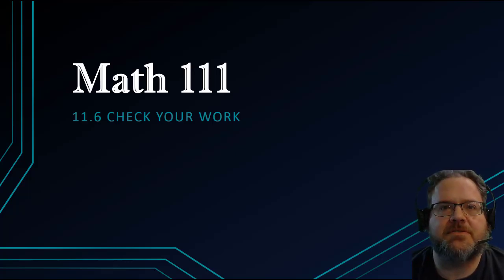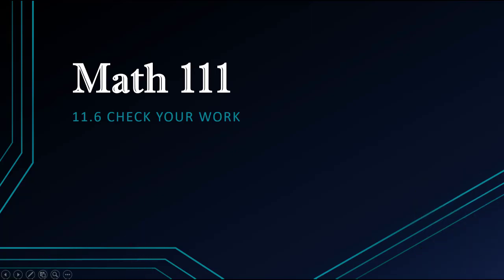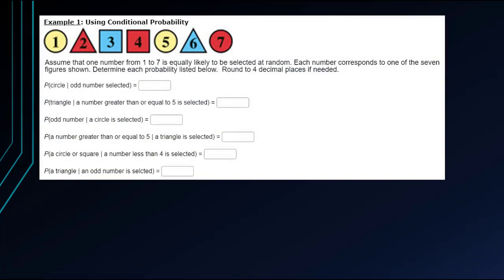In this video, I will review the problems that were presented as examples in the reading summary so that you can check your work. So for example 1, for using conditional probability, you're assuming that one number from 1 to 7 is equally likely to be selected at random. Each number corresponds to one of the 7 figures shown. Determine each probability listed below, round to 4 decimal places if needed.